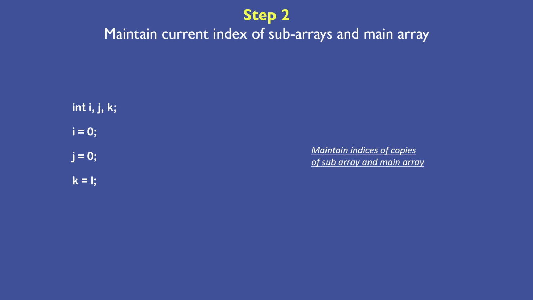The next step is we are going to maintain the index of the copies that we created in step 1. So here I've created 3 variables where i is holding the index of the left array, j is holding the index of the right array, and k holds the value for the current index for the original array.